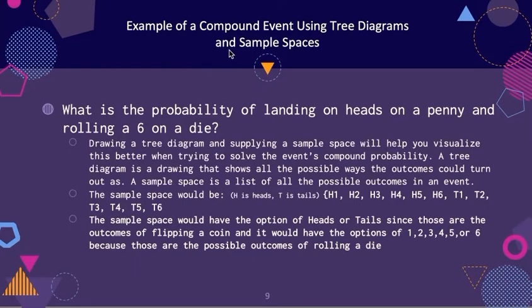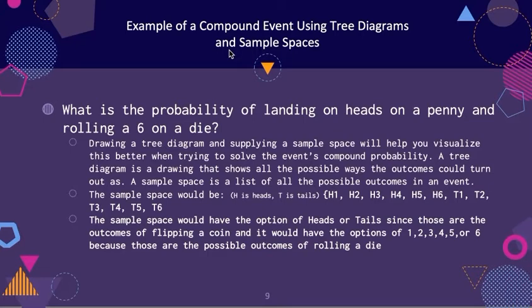Example of a compound event using tree diagrams and sample spaces. What is the probability of landing on heads on a penny and rolling a 6 on a die? Drawing a tree diagram and supplying a sample space will help you visualize this better when trying to solve the event's compound probability. A tree diagram is a drawing that shows all the possible ways the outcomes could turn out as. A sample space is a list of all the possible outcomes in an event. The sample space would be H1, H2, H3, H4, H5, H6, T1, T2, T3, T4, T5, T6. Note that H is heads and T is tails.